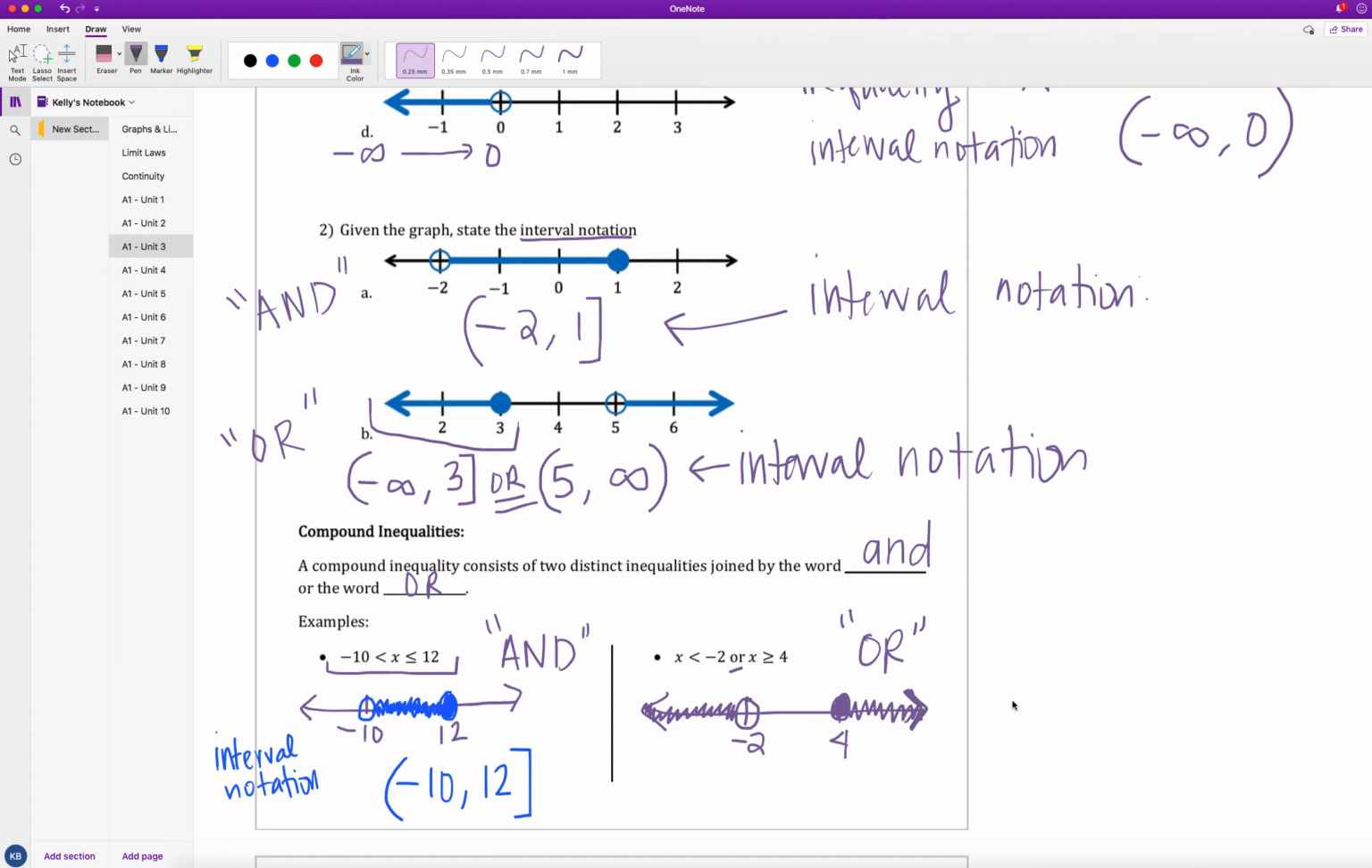Let's go ahead and write the interval notation as well. I want you to pause the video and do that one on your own first, and then we'll check it together.